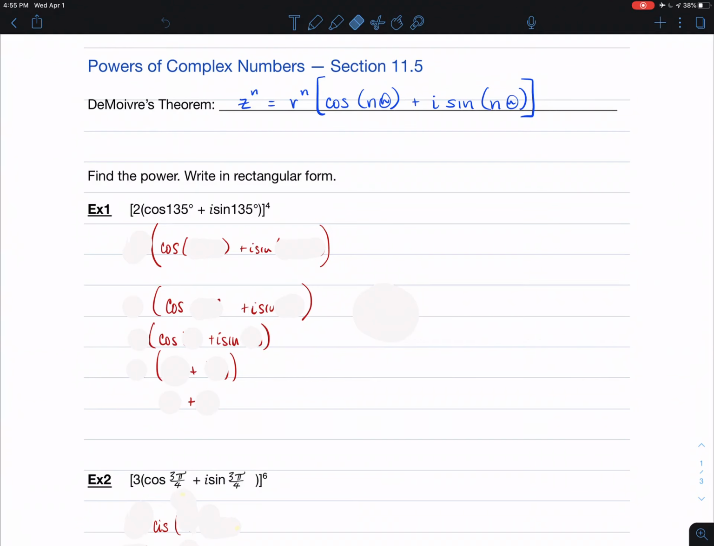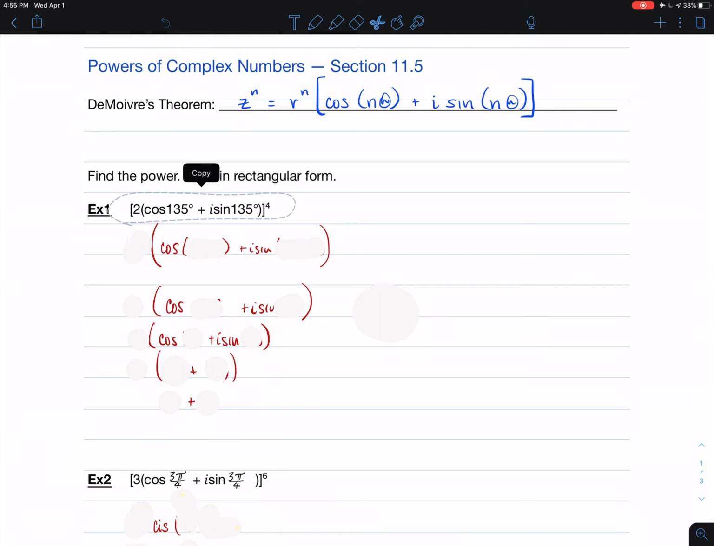Hey folks, so this is the lesson video for section 11.5. I've already given you a notes video and it was really short because all I did was give you the formula. You can see de Moivre's theorem written in front of you. De Moivre's theorem is used when I take a vector and raise it to a power. So take a look at example number 1.